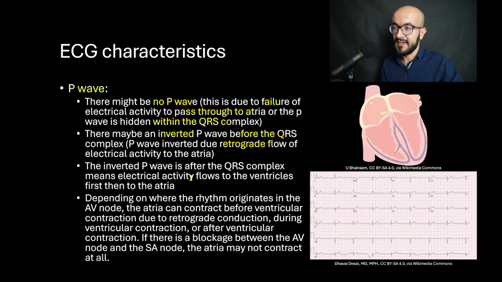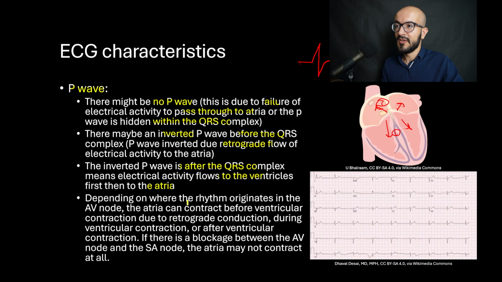The other possibility is that the inverted P wave can come after the QRS complex, and this means the electrical activity flows to the ventricles first, then to the atria. So the QRS complex can come first and then the P wave. And this means that the ventricles will contract first and then the atria second. So the electrical activity comes to the ventricles first and then to the atria.